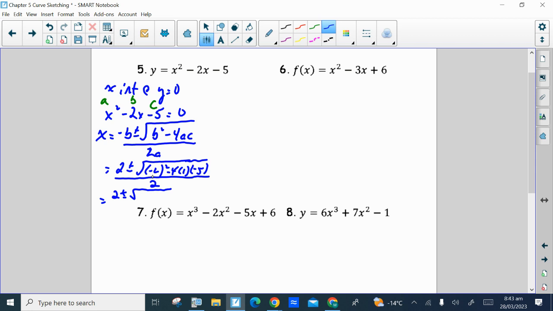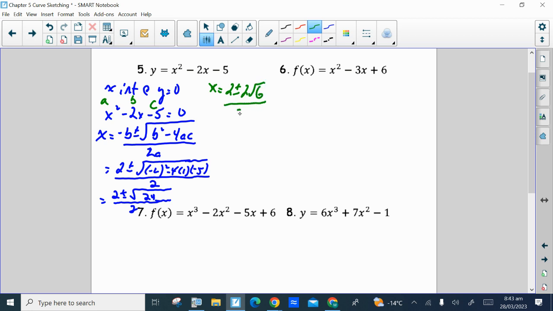So -2 all squared is +4, and -4 times 1 times -5 is +20, so you're going to get +24 under the radical. And again, that's all over 2. Now this can be simplified because root 24 is root 4 root 6 or 2 root 6.